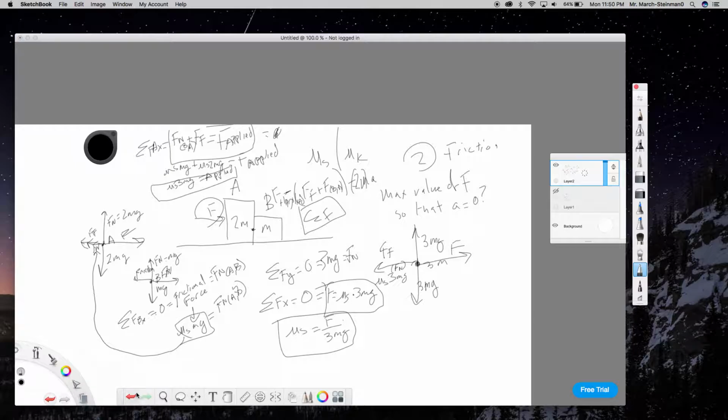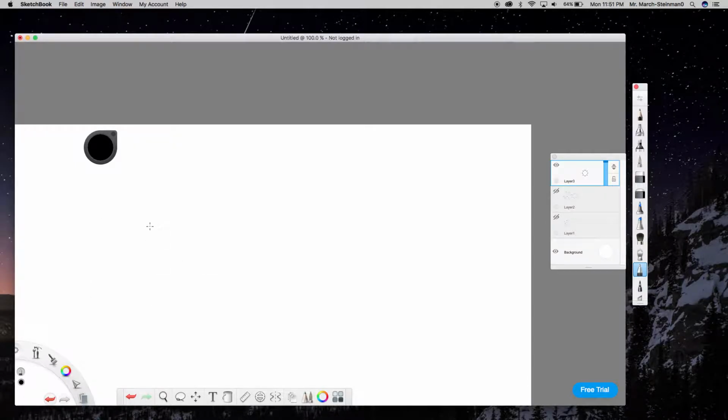Okay, let's do one more problem. Okay, so let's say I have an inclined plane, angle theta, and I have a block here, and I'll just say that's m, and hanging off I have a block of mass 2m. And I want to know the theta at which these hang in equilibrium.